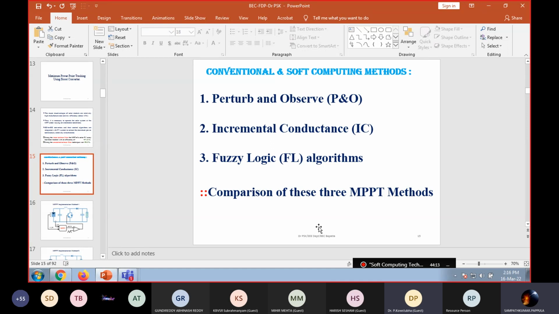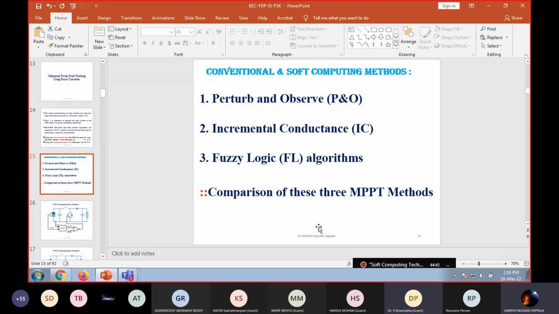So in distribution systems we are using solar energy. To get the maximum power from the solar, how is it possible? By using some controlling techniques. I mentioned three techniques here: one is the perturb and observe method, another one is incremental conductance, and the last one is the fuzzy logic method. After getting the power from the panel, we are using a boost converter.